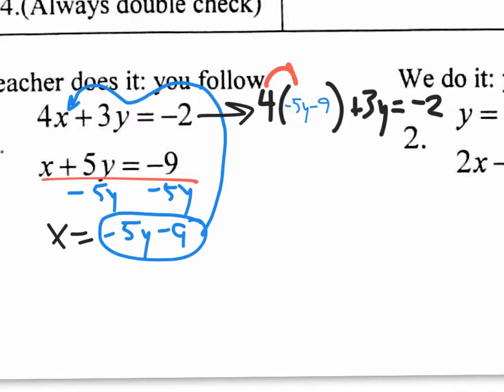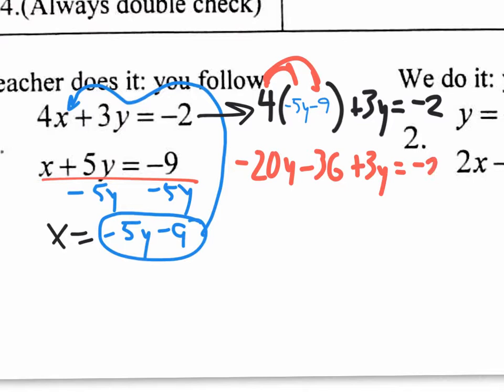That's going to be 4 times negative 5. That's negative 20 with the y. 4 times negative 9. That's negative 36. Let's bring down the plus 3y. Bring down the equals and the negative 2.